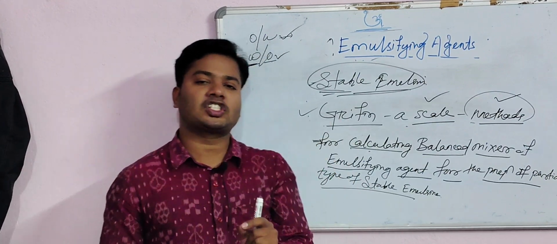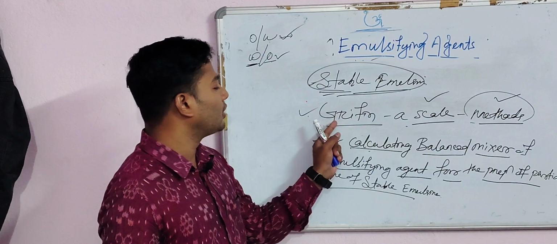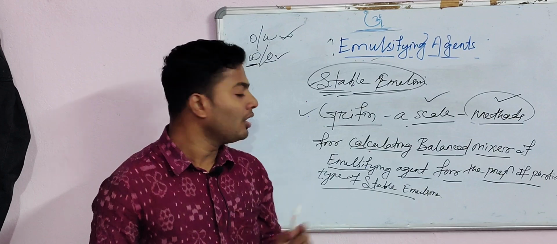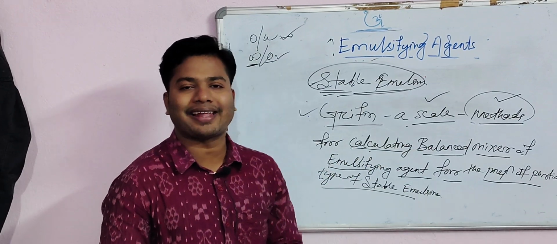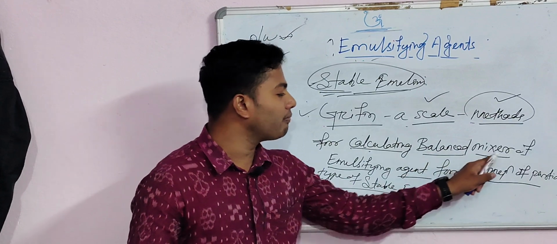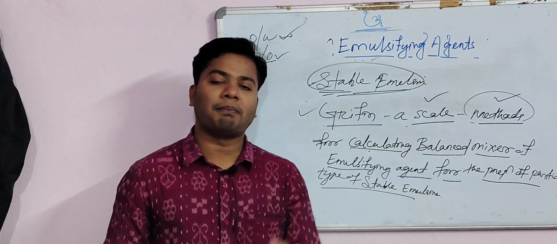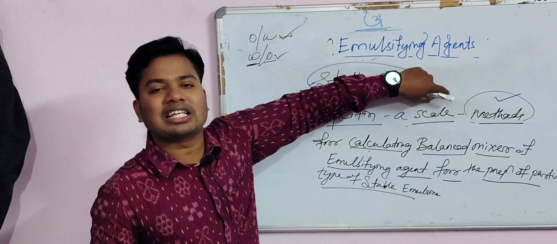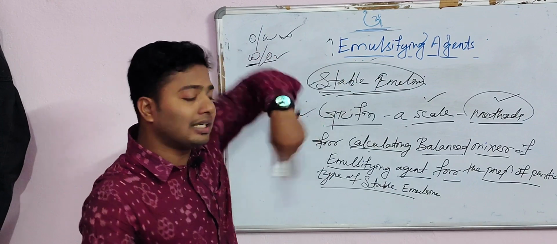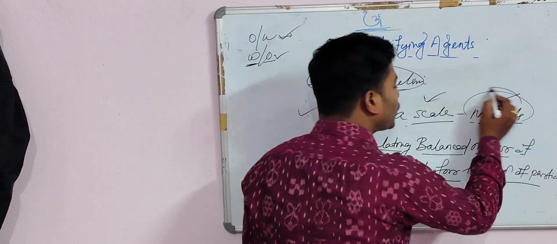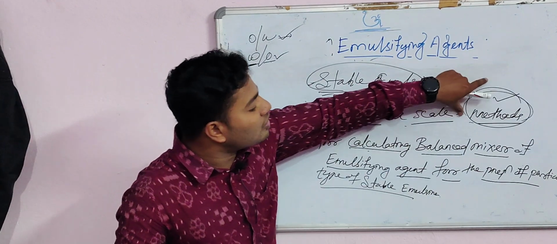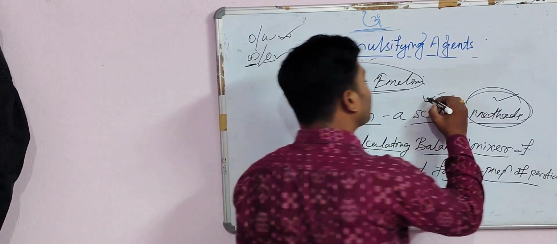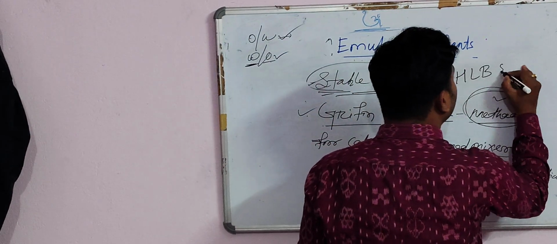So for the preparation of a particular type of emulsion, Griffin developed a method. What is the main purpose of the method? For calculating the balanced mixture of emulsifying agent, so that you can prepare the stable emulsion. So how to explain this method? The scientist developed a scale to explain such methods. That scale name is the HLB scale.